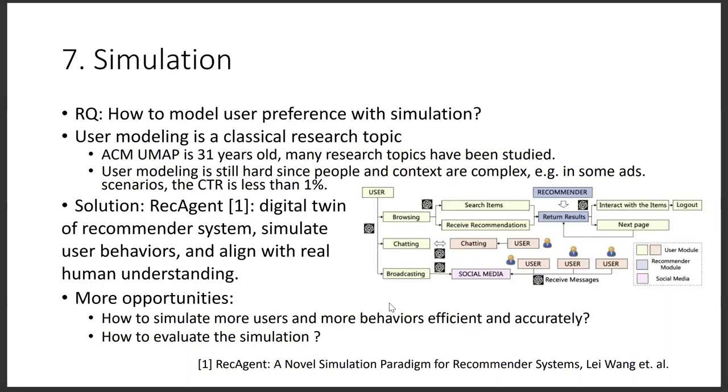And the next challenge is about simulation and how to model user preference with simulation. As we know, ACM UMAP, user modeling and personalization, is a very classic research question. ACM UMAP has more than 30 years of history, but user modeling is still very hard. Because people are complex, the context is very complex, and the content, the items, the candidates are also very complex. And in our experience, in some advertisement scenarios, the CTR is less than 1%. So how to handle it?